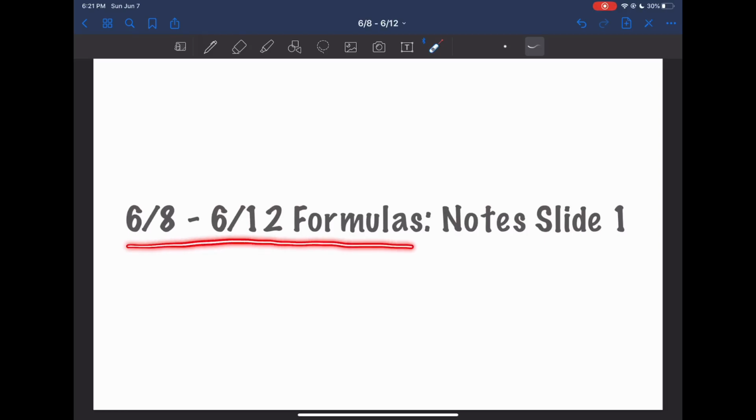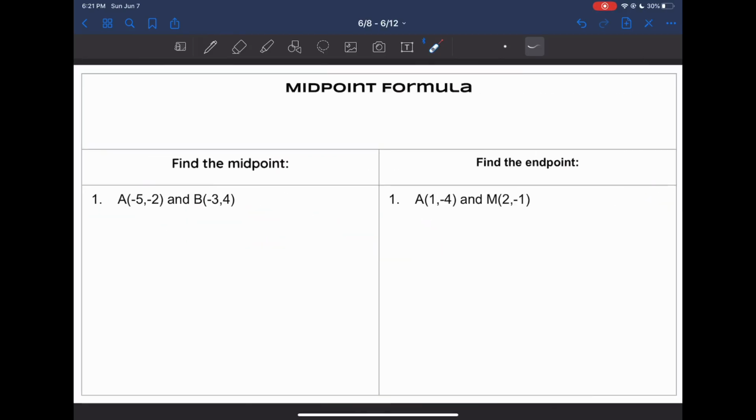This week we're going over formulas. Here are the notes for slide 1. We're going over the midpoint formula. This one is a review.